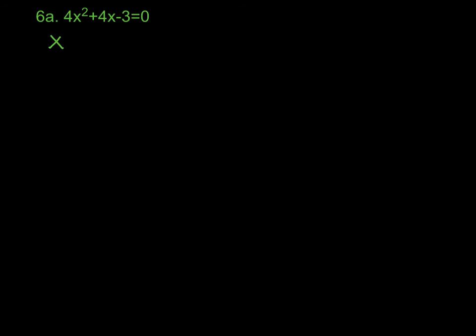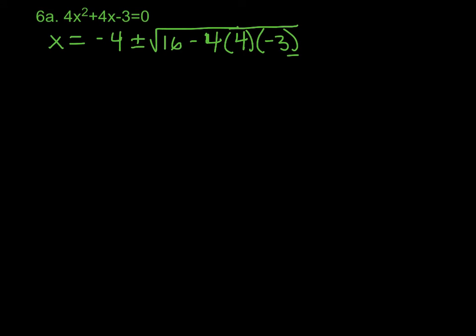So we're going to say x equals negative b, which is negative 4, plus or minus the square root of b squared. Since b is 4, b squared will be 16, minus 4 times your a value, which is 4, times your c value, which is negative 3. Okay, let me extend that square root over. And then the whole thing is over 2 times a. Since a is 4, 2 times 4 is 8.